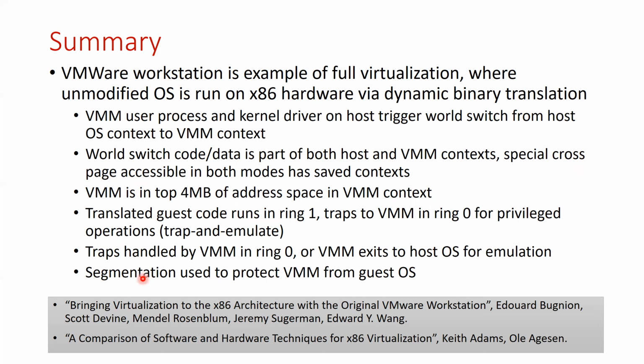And we've seen how segmentation is used to protect the VMM from the guest OS. And we've also seen how the guest OS traps to the VMM in ring 0 and exits are handled in the host OS. So this is an example of a trap and emulate design-based hypervisor that is built without any hardware support. All the switches between the host mode and guest mode, everything is managed via software without any hardware support.